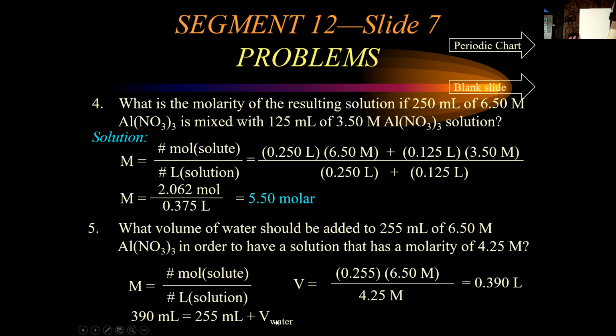Now, there's a little tricky problem. It asks for how much water, so 390 is not the answer. That might be one of the answers on the test or quiz, but it's not the correct answer. For the amount of water, we have to subtract the 255 from the 390. We have to add 135 milliliters. So that would be the correct answer. 390 would be the wrong answer.